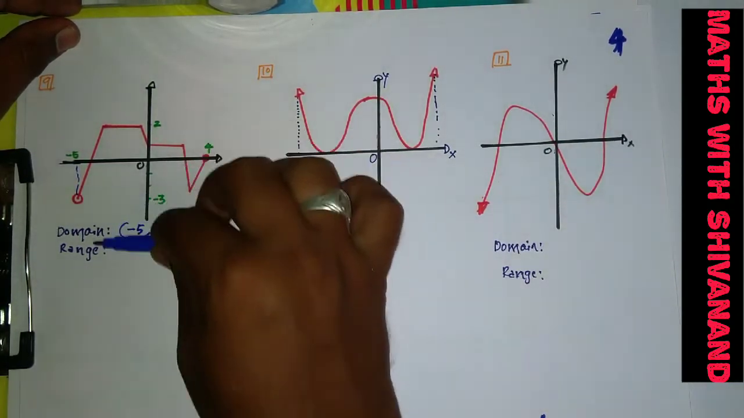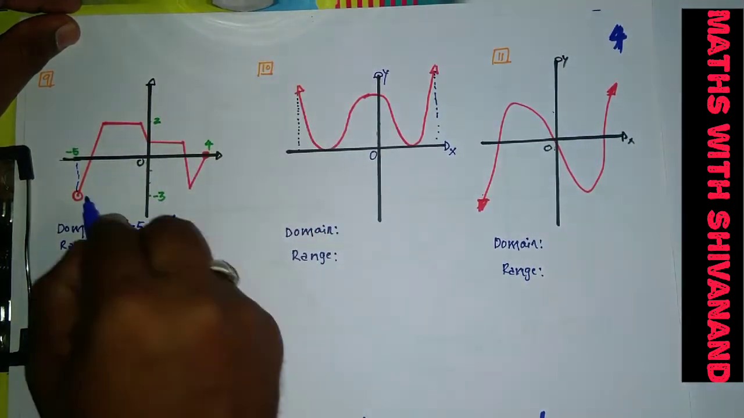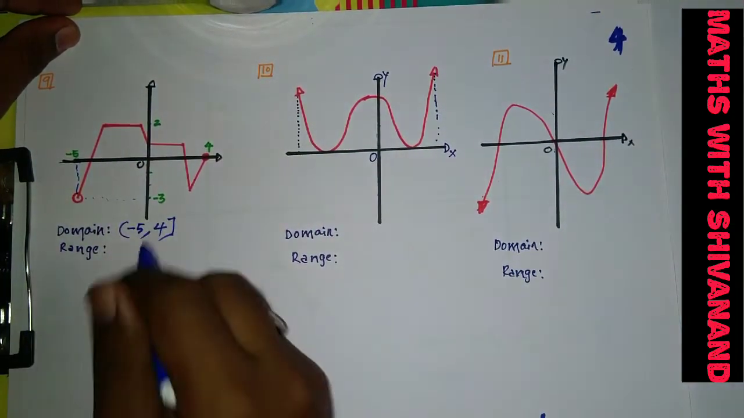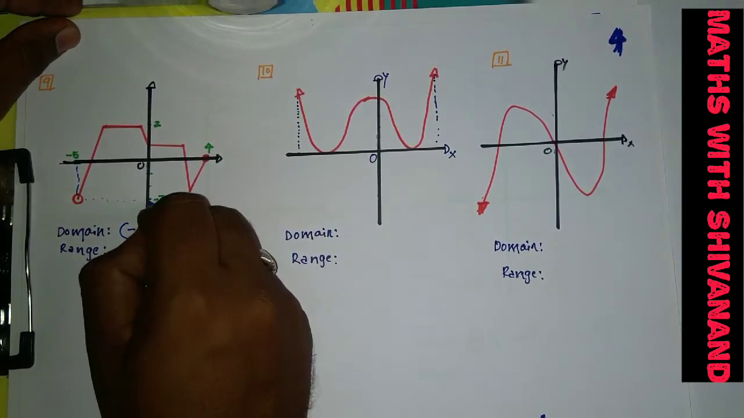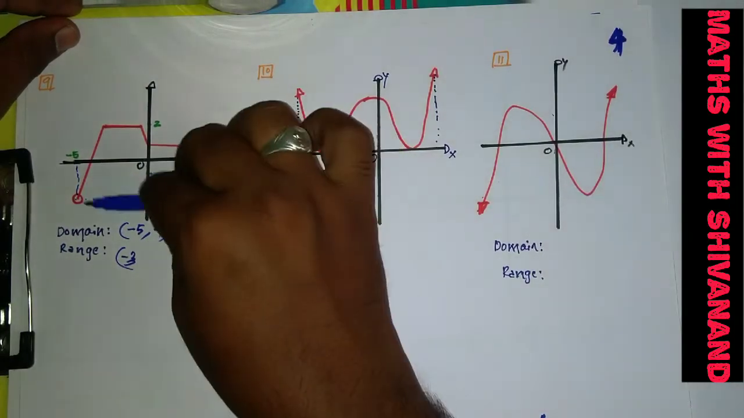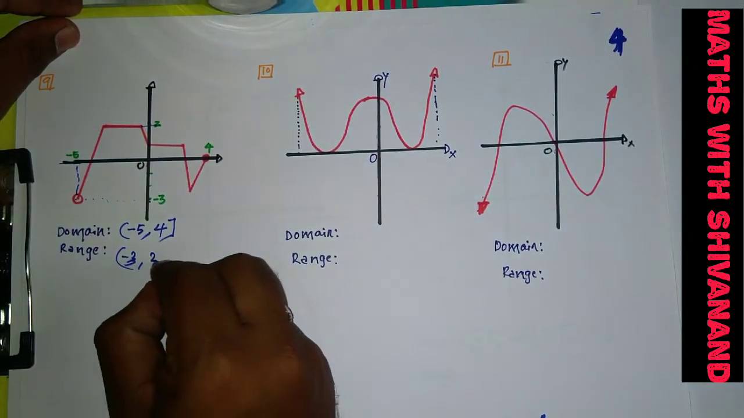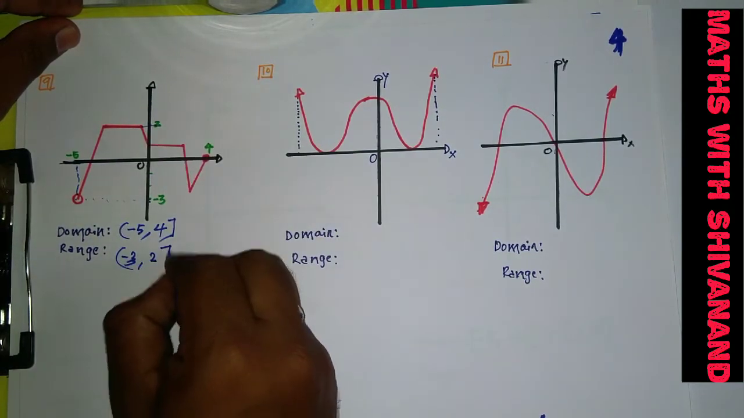The range is nothing but checking the graph along the y-axis here. So it starts from -3. But for -3 it is not having any value here. So it should be an open interval. Okay. So -3 to what here? -3 to 2. 2 should count here. -3 to 2.